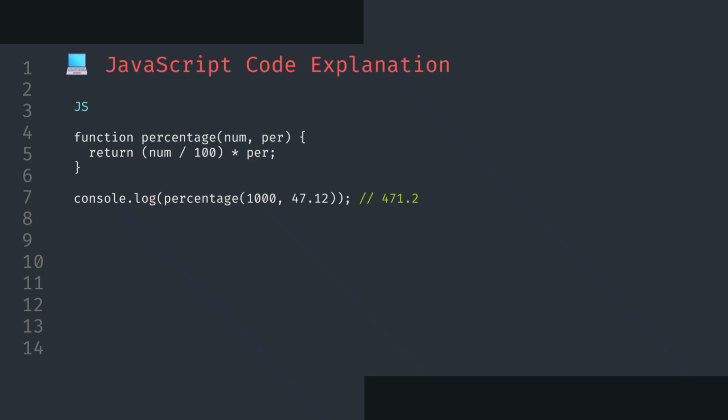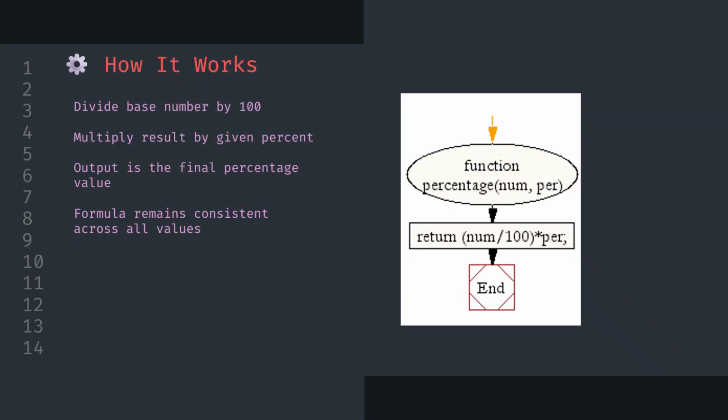Let's now understand how this works under the hood. We always start by dividing the base number by 100. That gives us the 1% value. And then we multiply it by the percent we want. This process is universal. It'll work whether your input is 1,000 or 1,000,000. Let's plug in a few examples to test it.